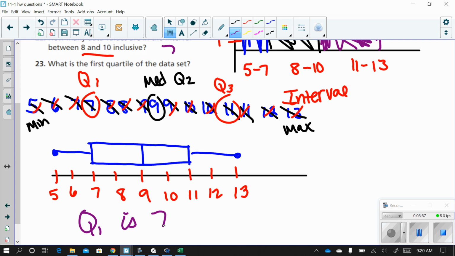Again, directions said create, so please make sure you create. Okay, and those are the 4 questions I had on 11-1. Hope that helped.